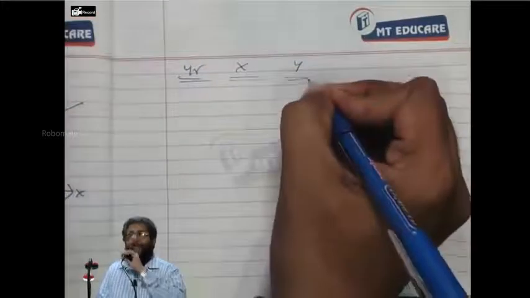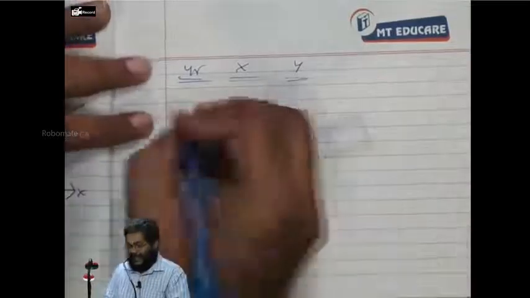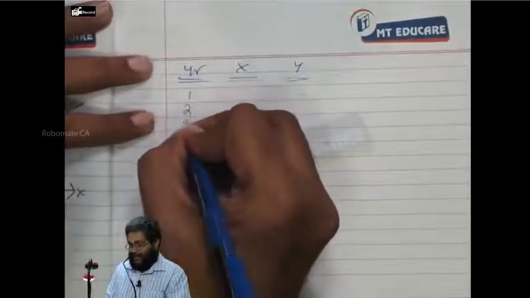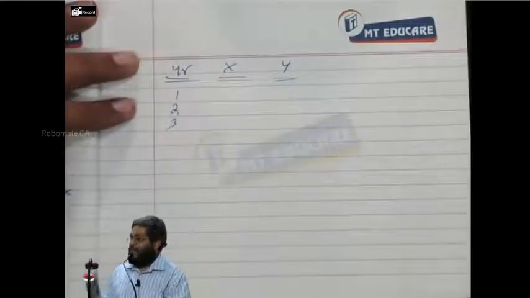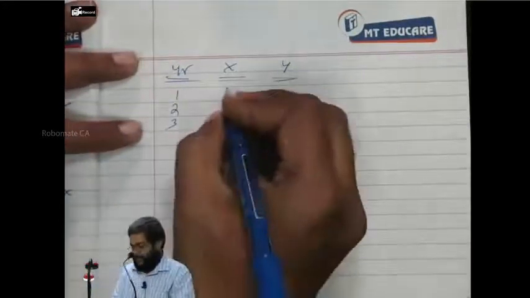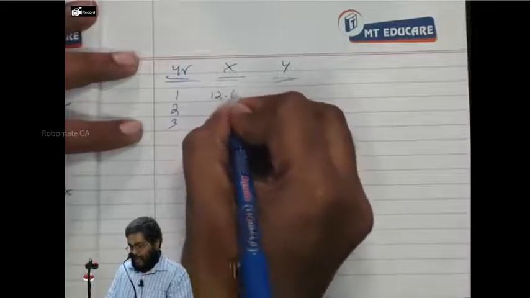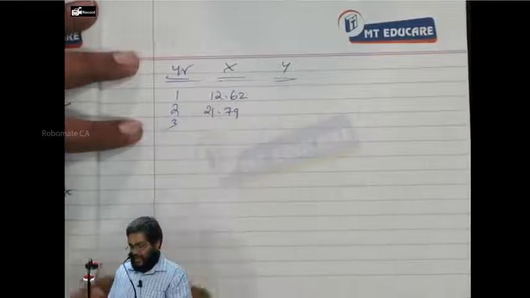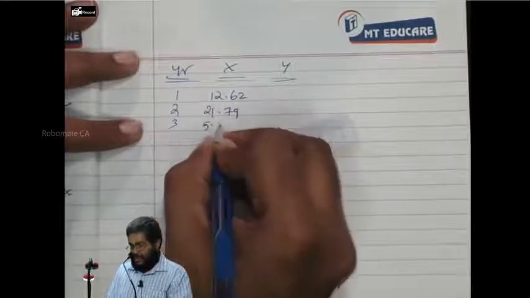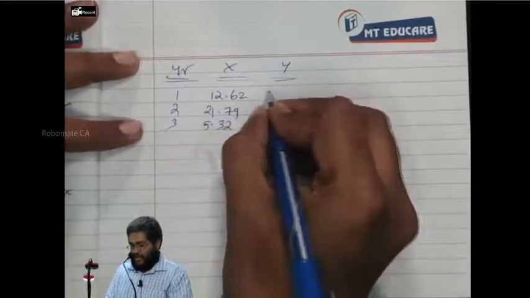Pardon me for any inaccuracy. Now, year 1, 2, and 3. Please tell me the market return. Our question had the market return: 12.62, 21.79, 5.3.